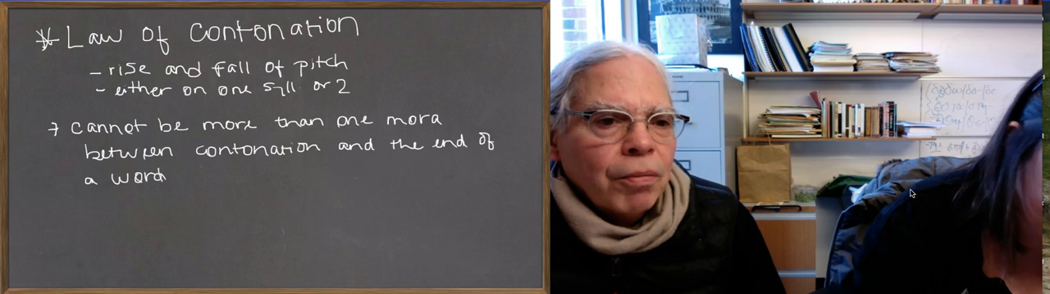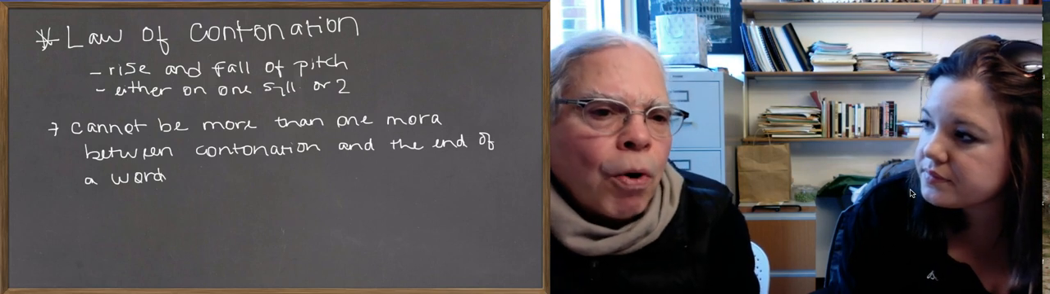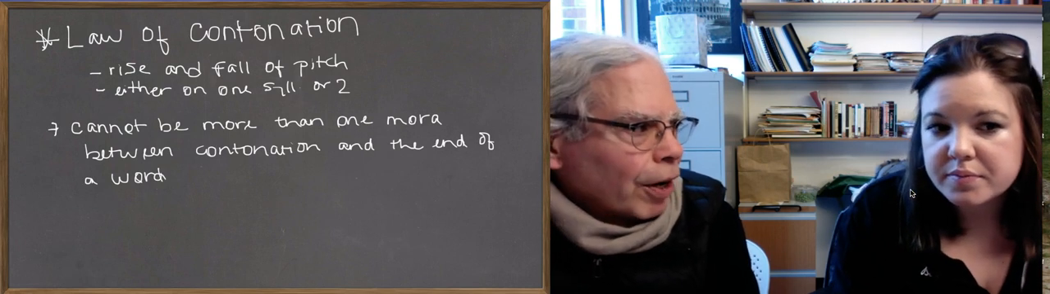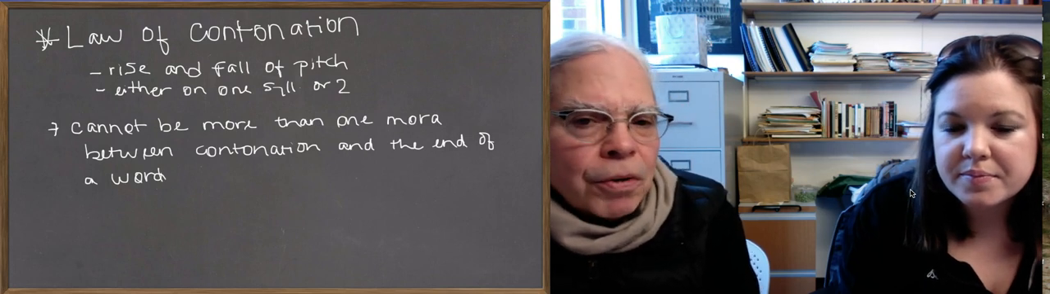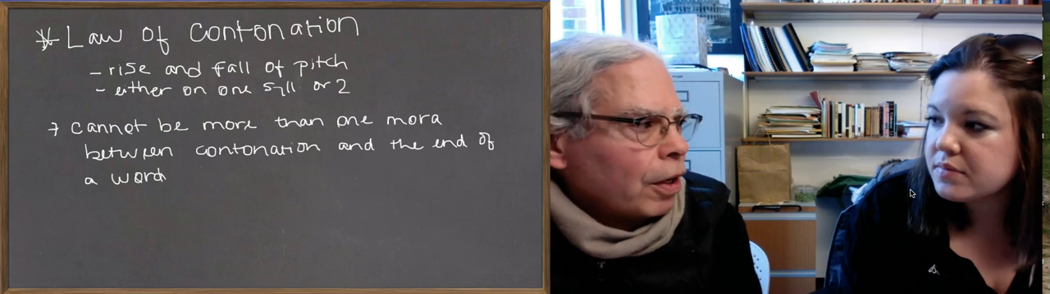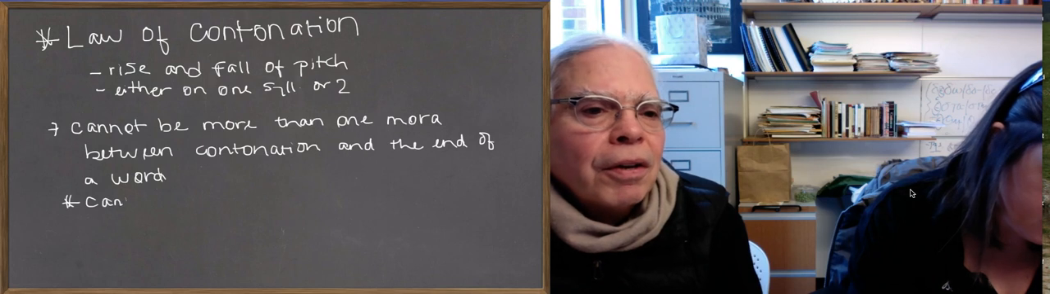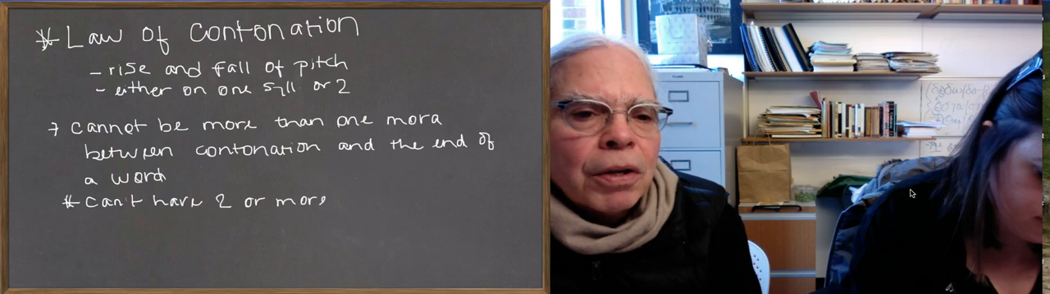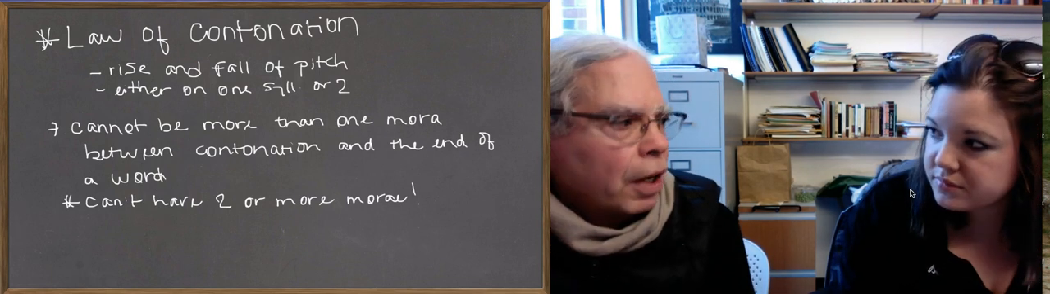Okay, so if you think about what we said about circumflex accents, and you first think about this rule, there cannot be more than one mora. Well, that means that there can be less than one mora, right? You could have no morai between the contonation and the end of a word. But what we're saying is you can't have two. That's another way of saying it. You can't have two or more morai between the contonation and the end of a word. That's just a reformulation. Okay, so morai means a syllable: it's two morai in a long syllable and one mora in a short.